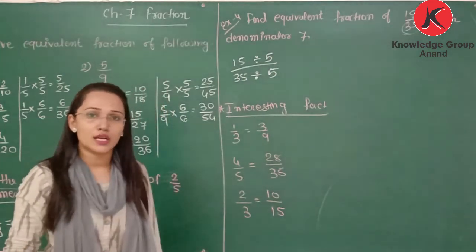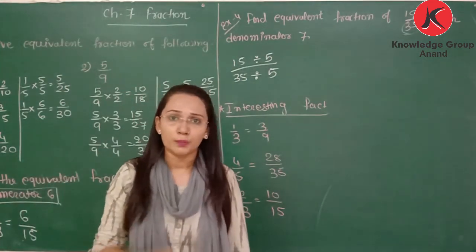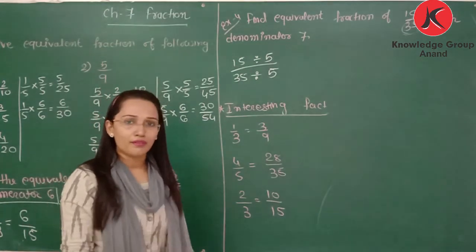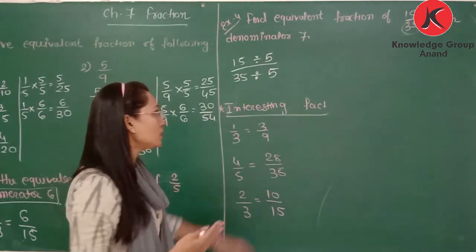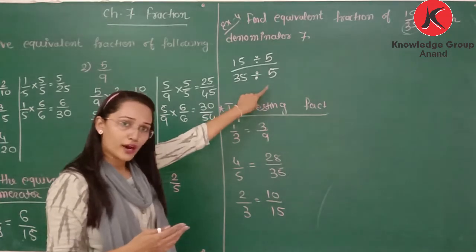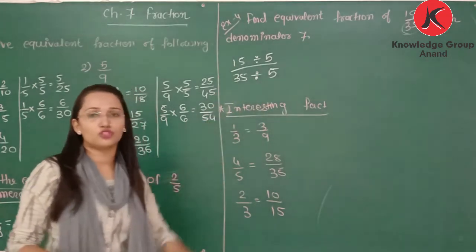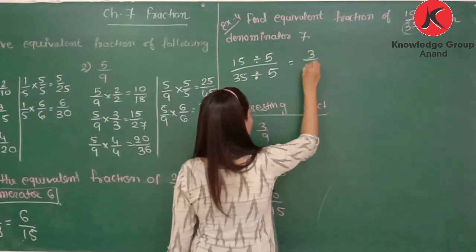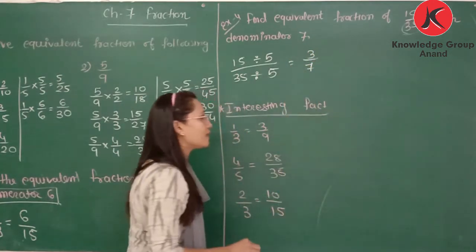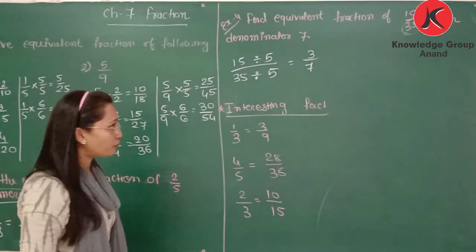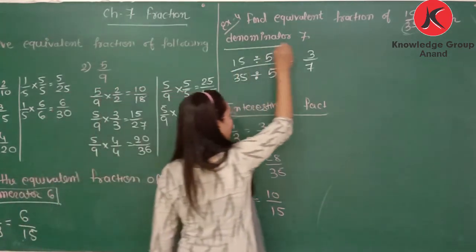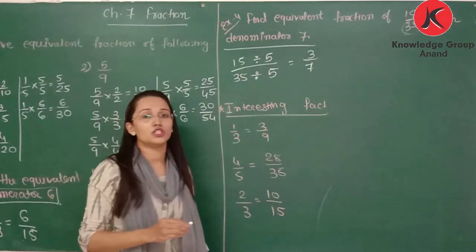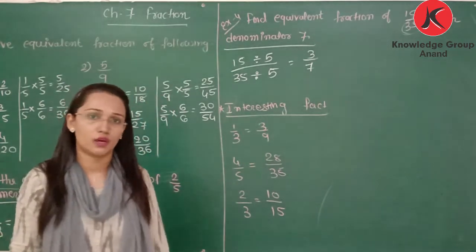In the previous example, what did we perform? We performed the multiplication to get 6. 2 is multiplied with 3 to get 6. Here 35 is divided by 5 to get 7. So the same number we should divide in the numerator. So we will get 3 by 7. So this is the equivalent fraction of 15 by 35 with the given condition, denominator 7. Clear? Whatever condition is given, it must be satisfied.